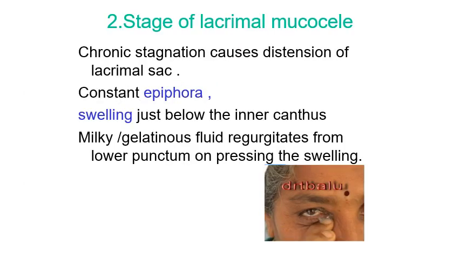There is a second stage, which we call the stage of lacrimal mucocele. Chronic stagnation causes distension of the lacrimal sac. There is constant epiphora and swelling just below the inner canthus. Then milky or gelatinous fluid regurgitates from the lower punctum on pressing the swelling.